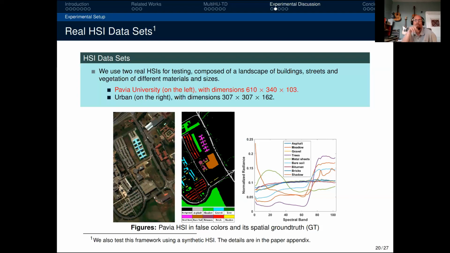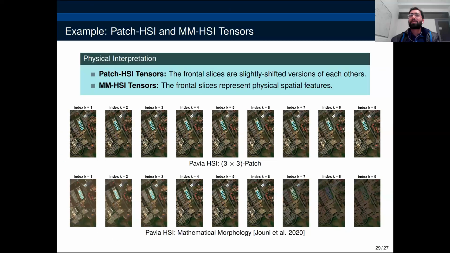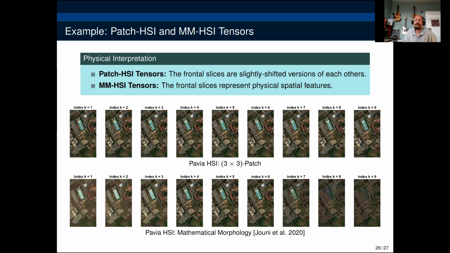And then what you were showing after on the hyperspectral dataset was this modality, like the result on the next slide. Actually, I can show you. This is in the appendix. I kept it just in case. I take one of the spectral bands of the image and show the patch tensor. This is 3 by 3, so we have frontal slices from k equals 1 to k equals 9. If I zoom in too much, you will see that each one is just a one pixel shift of each of the others.